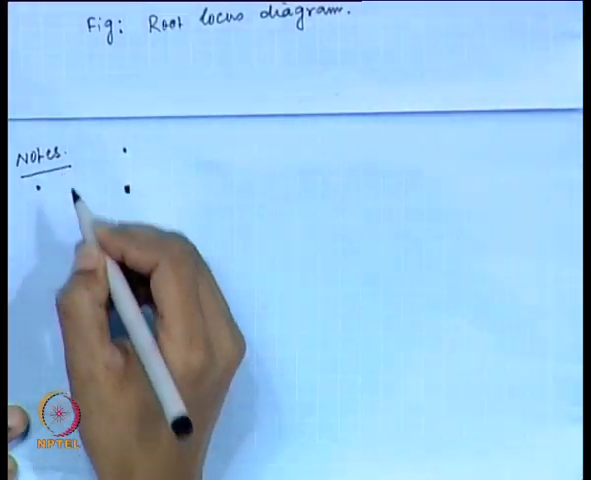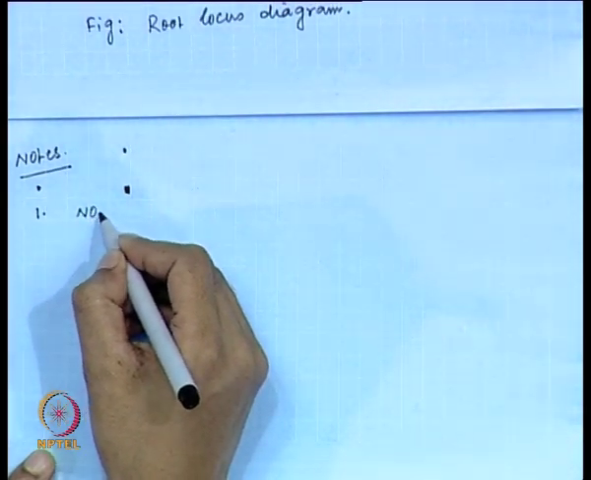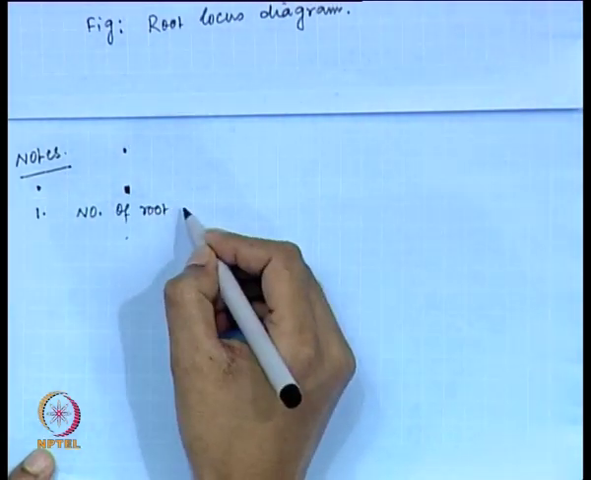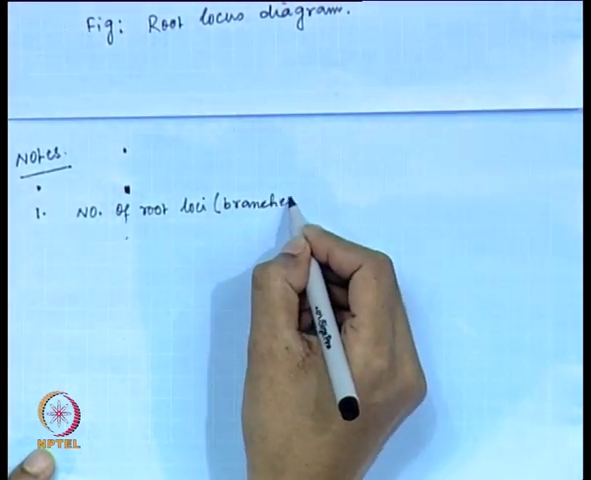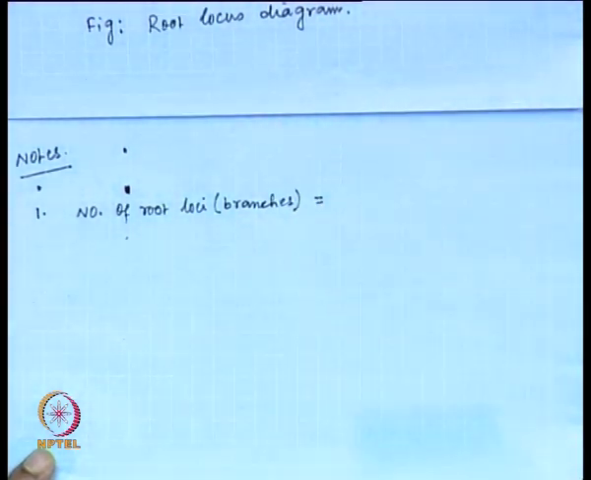Now, we will make some remarks based on this plot. We will note down a few important points based on this plot. So, how many root loci are there? How many branches are there? Number of root loci or number of branches is equal to 2.